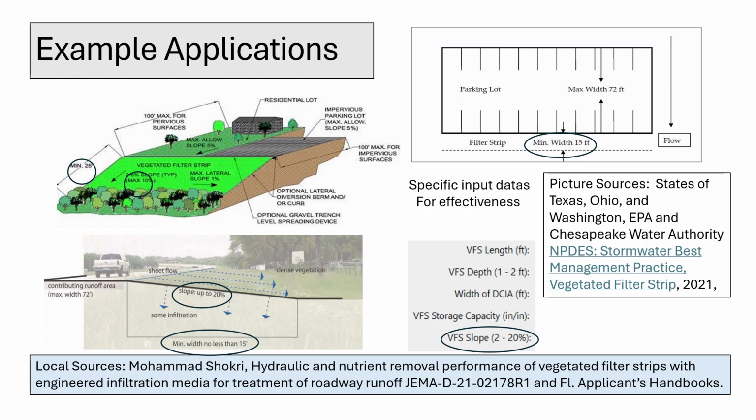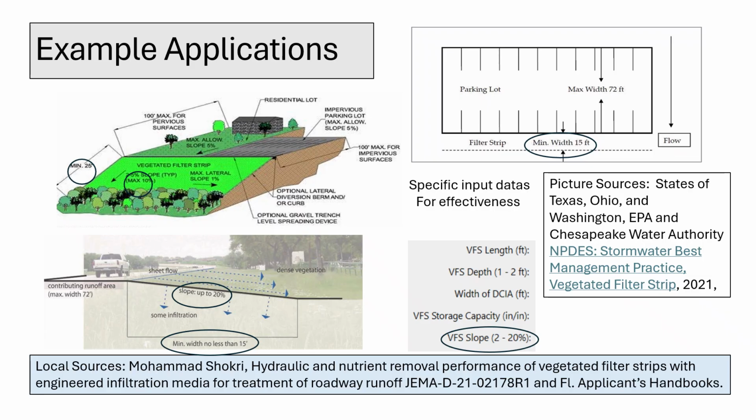To wrap up, let's look at some real-world example applications of vegetated filter strips. These systems are commonly applied in three main contexts: residential or housing developments, roadways, and parking lots. However, there are important siting limitations to keep in mind.